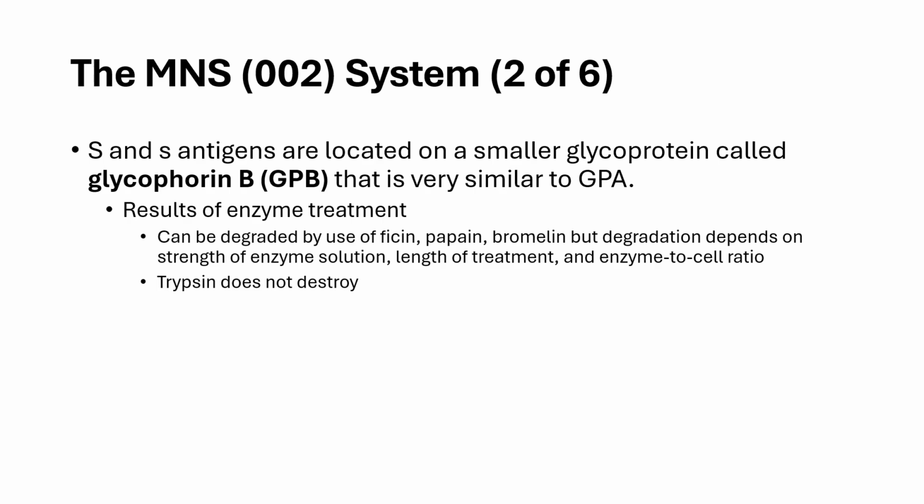Capital S and little s antigens are located on glycophorin B, which is a smaller glycoprotein similar to glycophorin A. Enzyme treatment effects: they can be degraded by ficin, papain, and bromelain. The extent of degradation, however, depends on the strength of the enzyme solution, the length of the treatment, and the enzyme to cell ratio. Trypsin does not destroy capital S and lowercase s antigens.